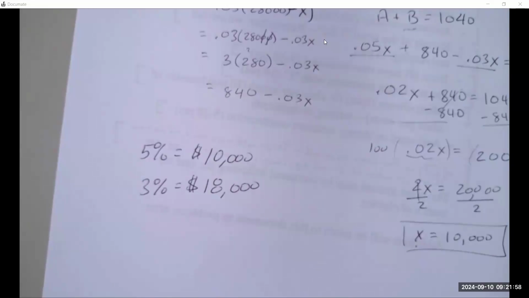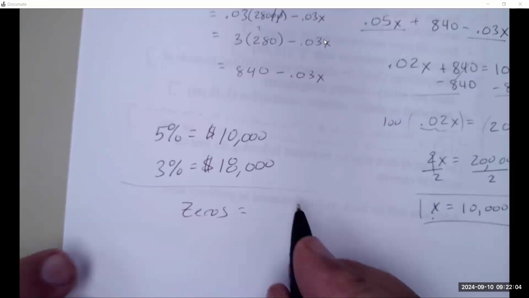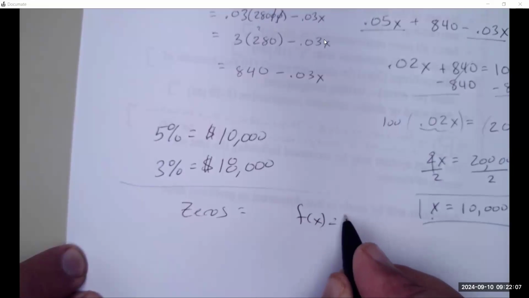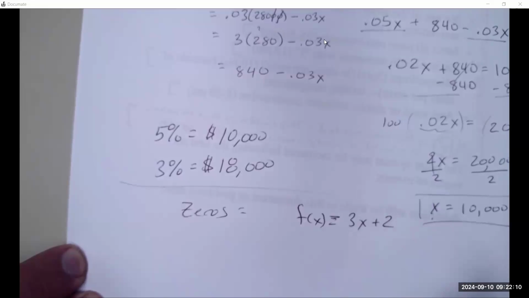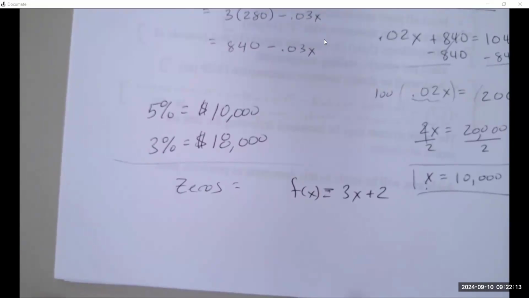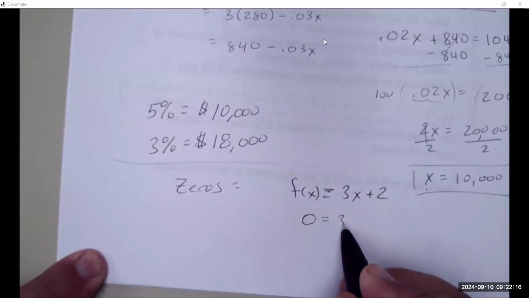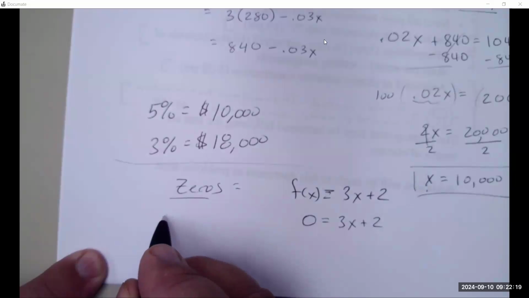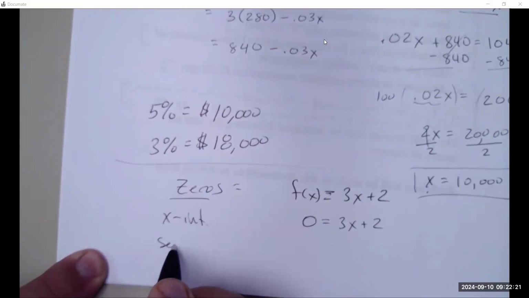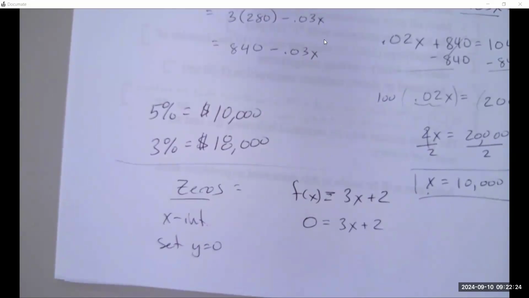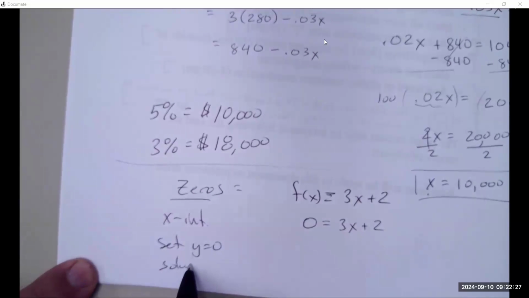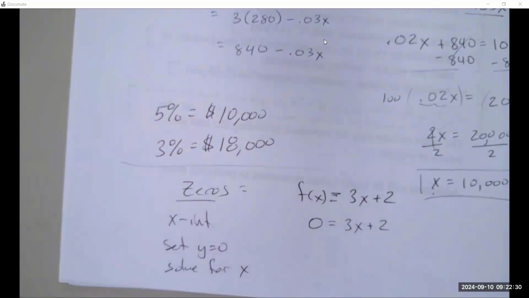Yeah, and that's the last thing. Zeros, when we talk about zeros, those are the x-intercepts. So if I give you a function f(x) equals 3x plus 2, what's the zero there? Set it equal to 0 and solve for x. Remember, zeros are the x-intercepts. Set y equal to 0 and solve for x. All right. So that's the last word I forgot. We have zeros, solutions, intercepts. Those are all the same thing.